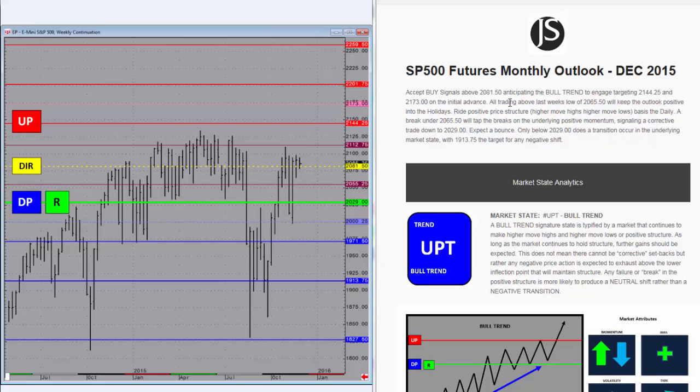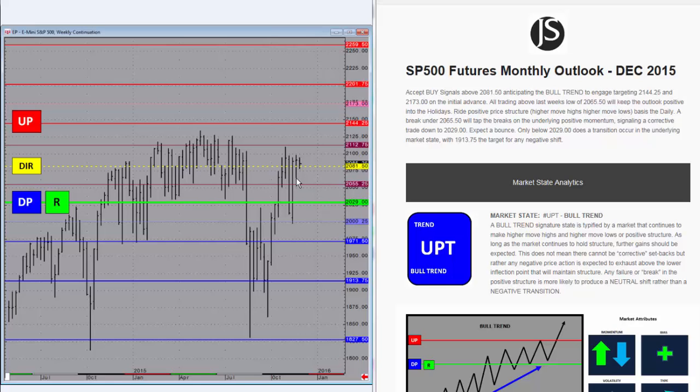In the initial paragraph, we're basically going to break down the expectation. So we're accepting buy signals above 2081.5, anticipating the bull trend to engage, targeting 2144.25 and 2173 on the initial advance. So we expect the market, as long as it's holding above this level, we're anticipating a move up to 2144.25, if not 2173. So all trading above last week's low of 2065.5 will keep the positive outlook into the holidays.